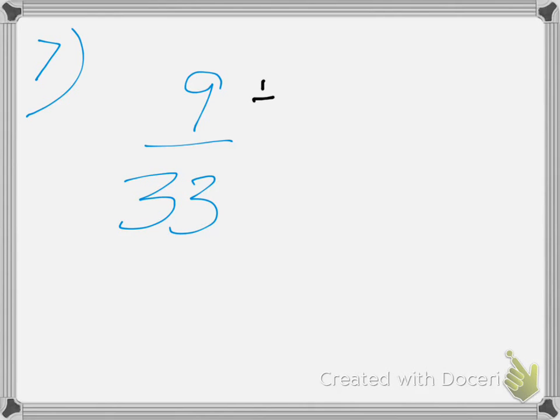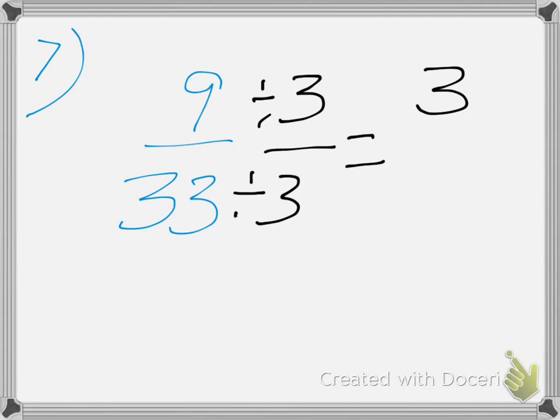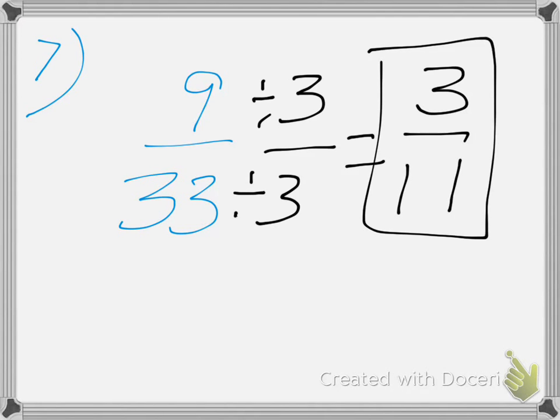We're going to do that by finding the greatest common factor, which in this case happens to be 3. So we divide both of them by 3. Whatever we do to one, we do to the other, and we get 3 elevenths. So 3 elevenths for number 7.